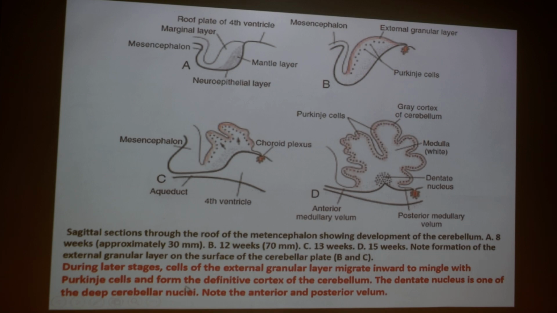So you can see it here. Diagram A is taken at 8 weeks and 12 weeks of intrauterine life. You have a 70 millimeter cerebellar cortex, which is shown here. Diagram C is at 13 weeks, and diagram D is at 15 weeks. Note the formation of the external granule layer on the surface of the cerebellar plate in B and C. During later stages, cells from the external granule layer migrate inwards to mingle with the Purkinje cells and form the definitive cortex of the cerebellum.